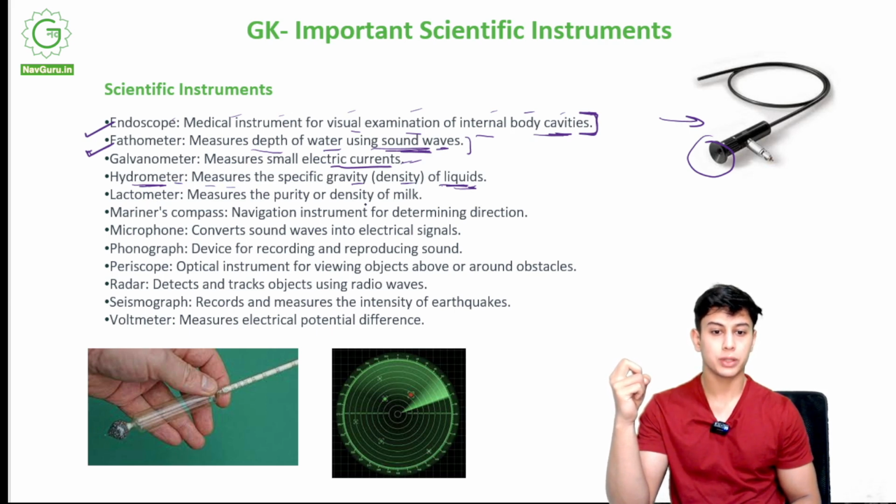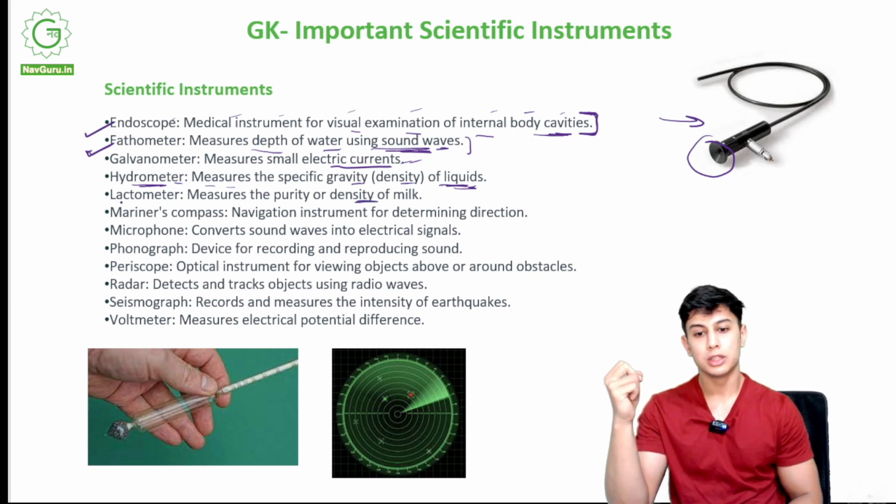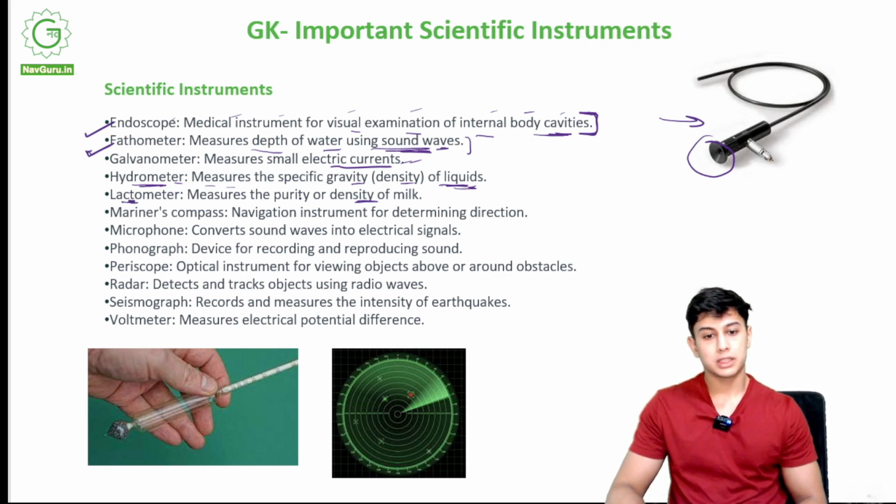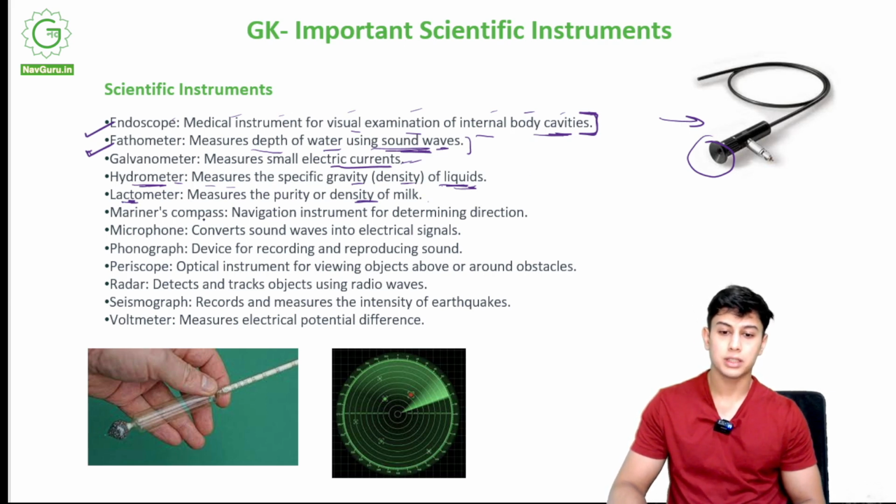Lactometer measures the purity or density of milk. So lacto means related with milk, measures the purity or density of milk, right? Mariner's compass. Now what is a mariner's compass? The navigation instrument for determining direction when at sea. Okay, so a mariner is a person at sea and his compass is a navigation device for determining direction.